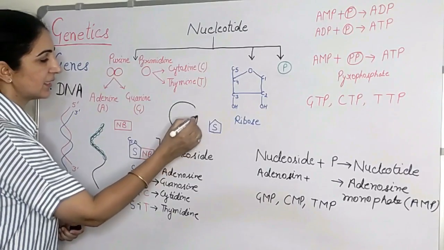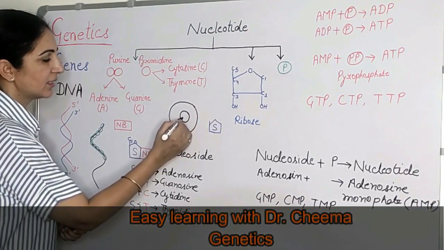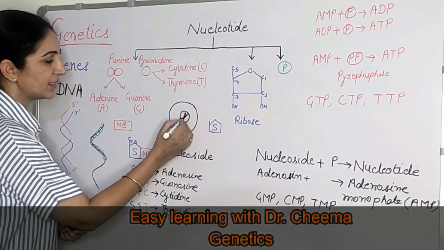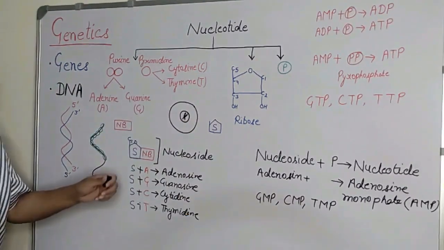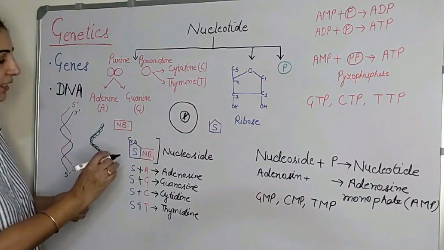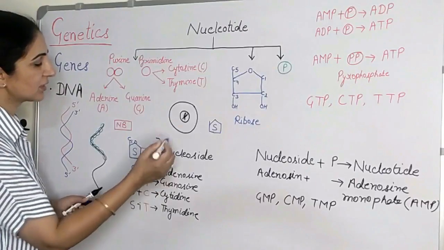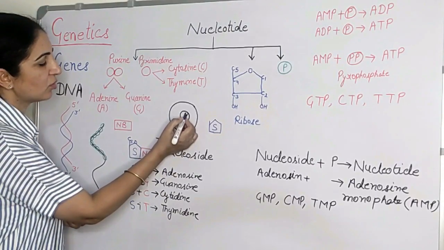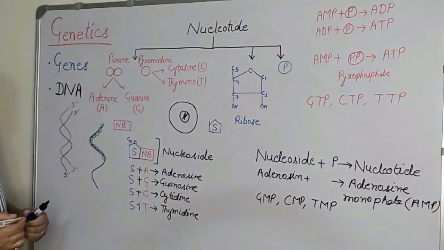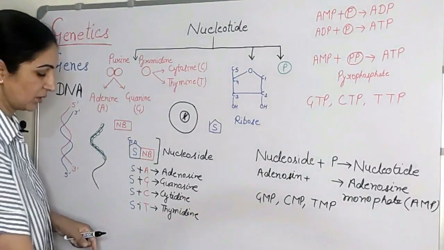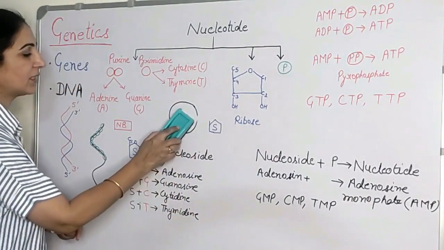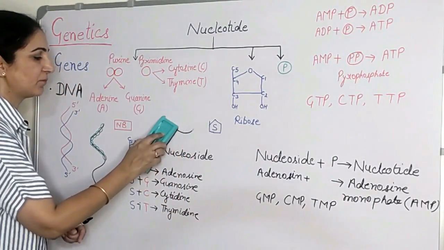Suppose this is our cell and this is the nucleus. Then the chromosomes are present inside the nucleus. And on the chromosomes are situated the genes. If this is the chromosome, there will be so many genes upon the chromosomes. So let us see what is a gene actually.